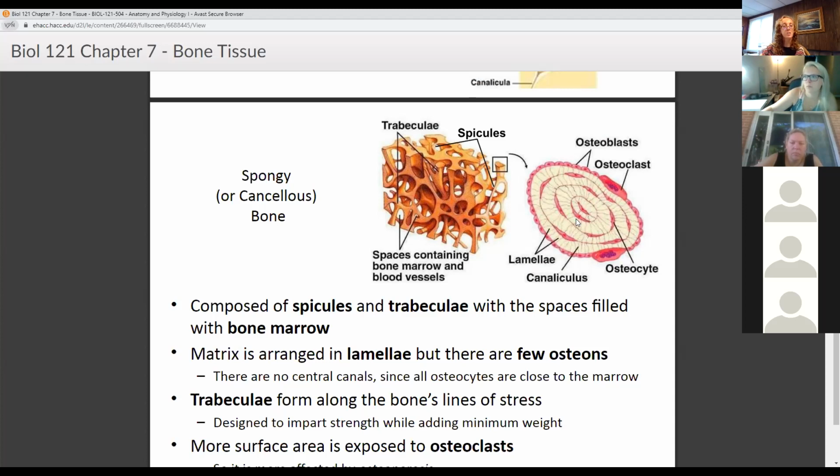Spongy bone is right next to the bone marrow, which has a lot of blood in it. Remember, it's a lot of hematopoietic tissue. So we don't really have to have central canals because everything's close to the blood anyway. That's the reason that we don't see central canals. Remember, an osteon is concentric rings around a central canal. Because we don't see central canals, we don't see a lot of osteons.